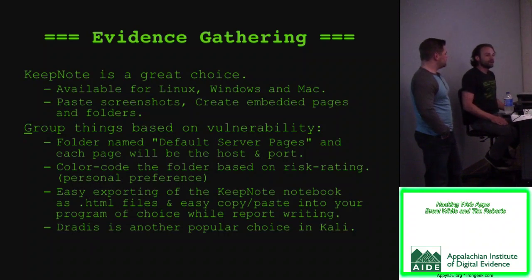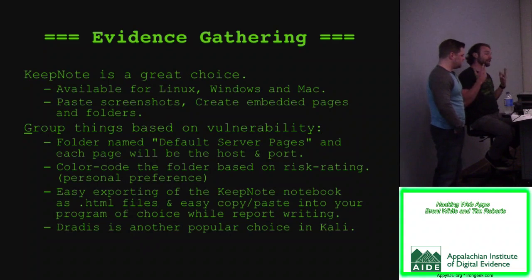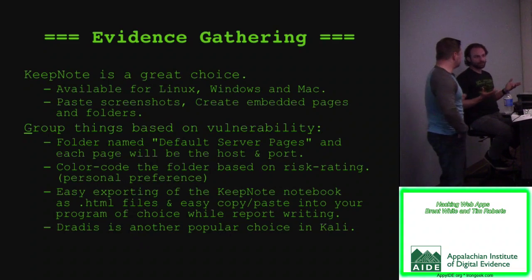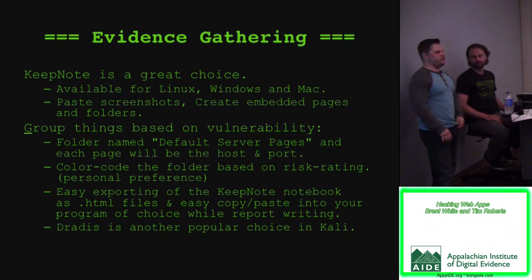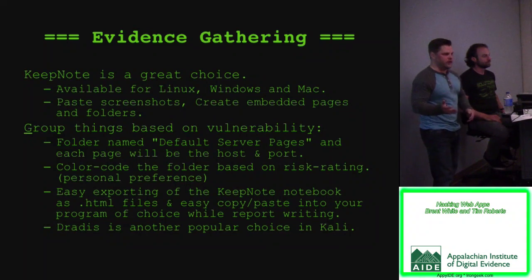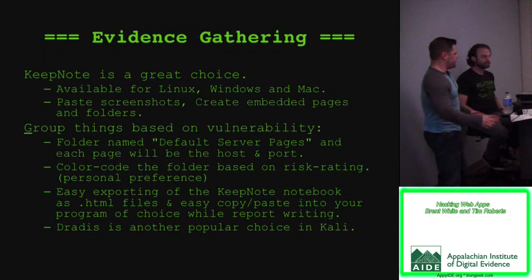Typically we use KeepNote. It's a great choice. It's on Linux, it's on Windows, it's on Mac. You can create notebooks, and then you can organize by vulnerability, by host, by whatever you want. The beautiful thing about it is you can actually paste screenshots in there as you're going, if you want to gather evidence. So you don't have 30 or 40 screenshot files and have to dig through to find the right one for whatever you're documenting. It's all just right there on the page, and it makes it pretty simple.